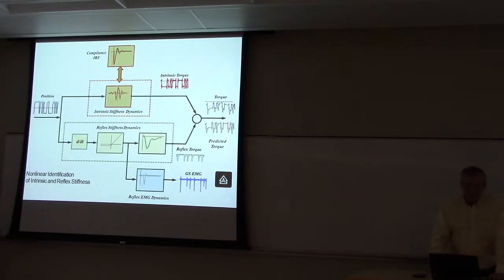This is an overview of the model, where we start with the position. The first thing we estimate are the linear dynamics here. And what we do is we take advantage of the fact that we know the reflex pathway has a delay of 40 milliseconds. So by keeping the length of this impulse response to be less than 40 milliseconds, the only thing that can contribute there are the linear dynamics. This allows us to make a prediction of the intrinsic torque.